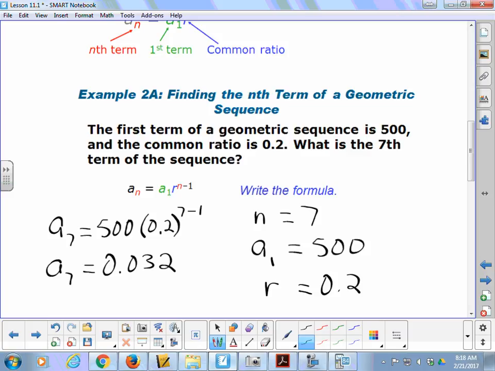So the seventh term of the sequence is that little number. All right, it's decreasing really fast. Now I could also do this.